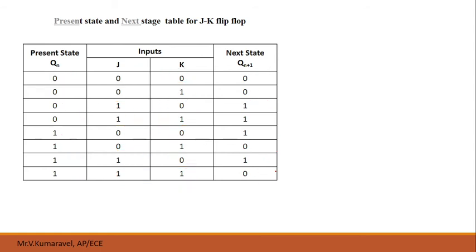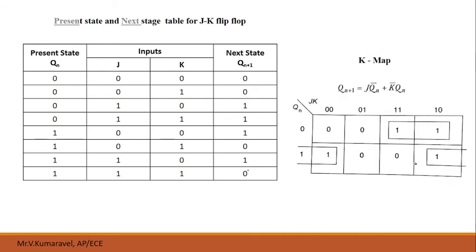Okay. Now if we draw the K-map for your next state, we'll have 1 for the input combinations of 010, 011, then 100, then 110. If we group this, we can write the characteristic equation as Qn+1 equals J Qn bar plus K bar Qn. Okay, so now let us see the excitation table.